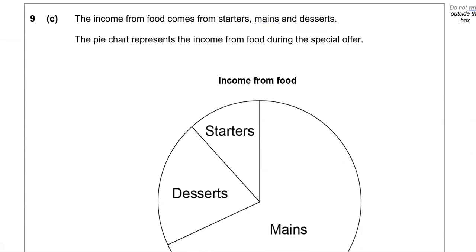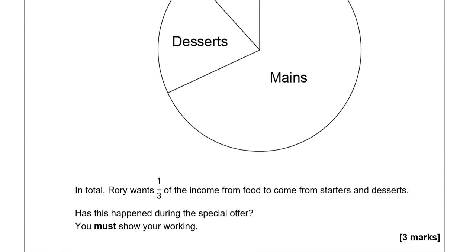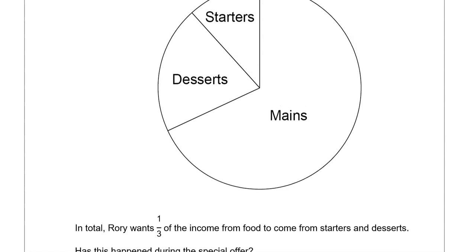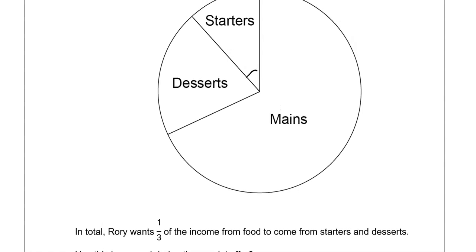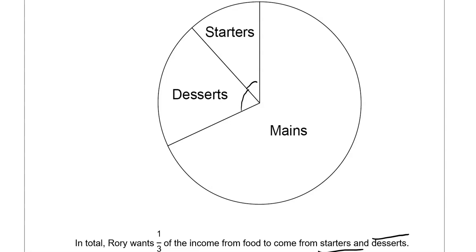The income from food comes from starters, mains and desserts. The pie chart represents the income from food during the special offer. In total, Rory wants 1/3 of the income from food to come from starters and desserts. Has this happened during the special offer? You must show your working. So in other words, we're going to have to measure these 2 angles and see if it makes 1/3 of the full circle.